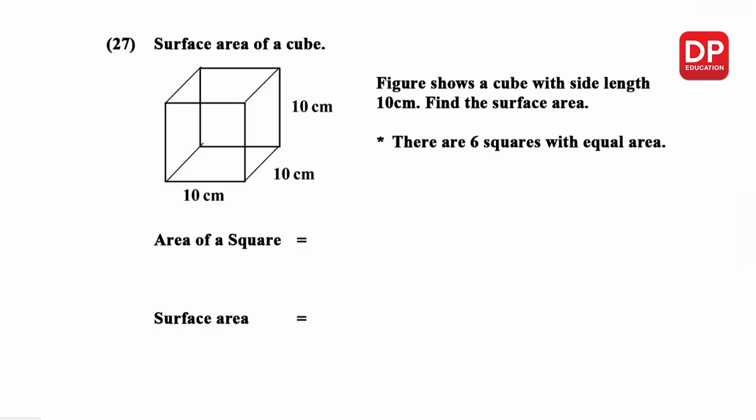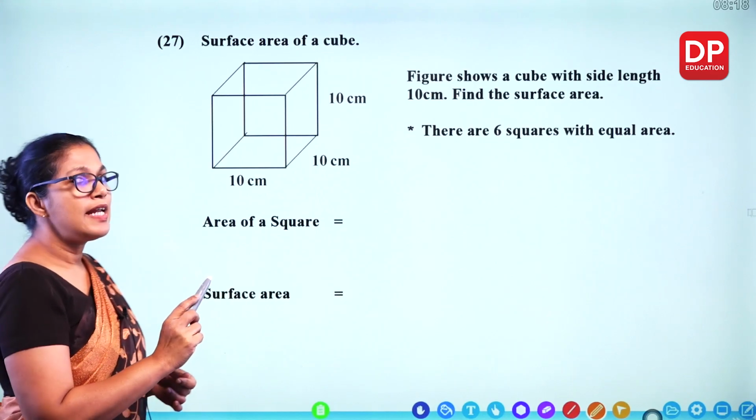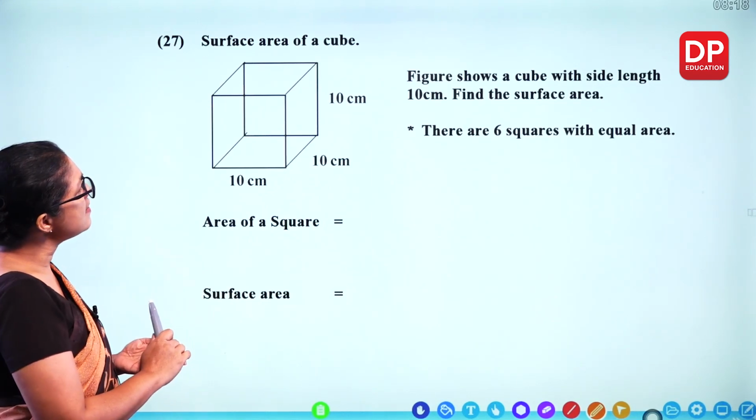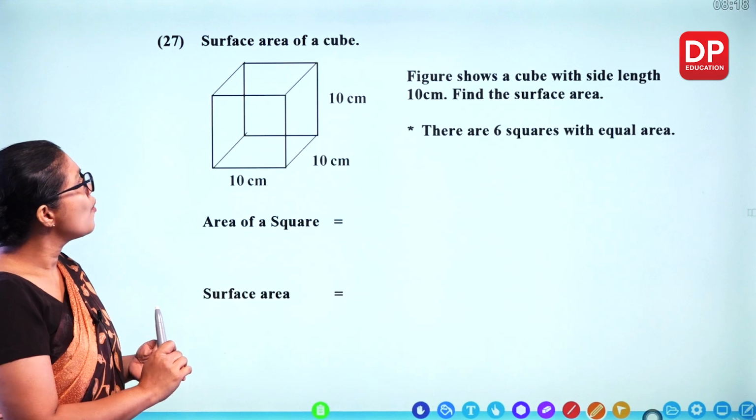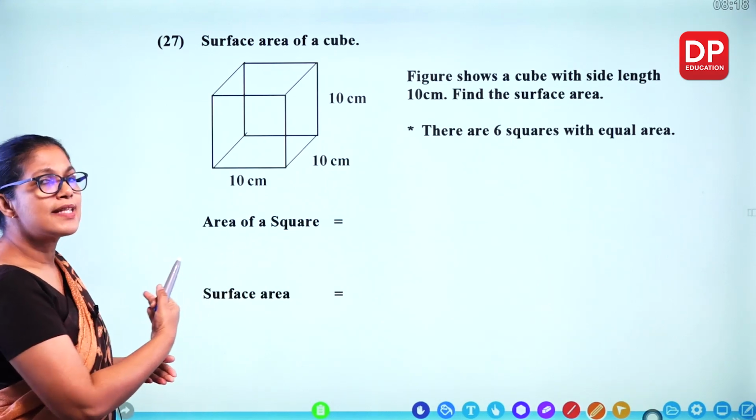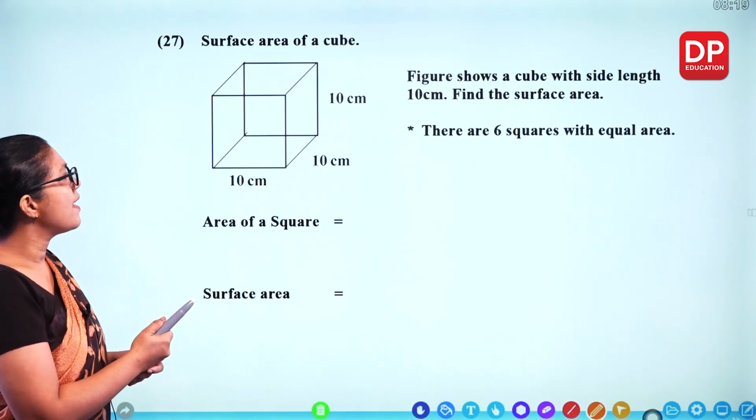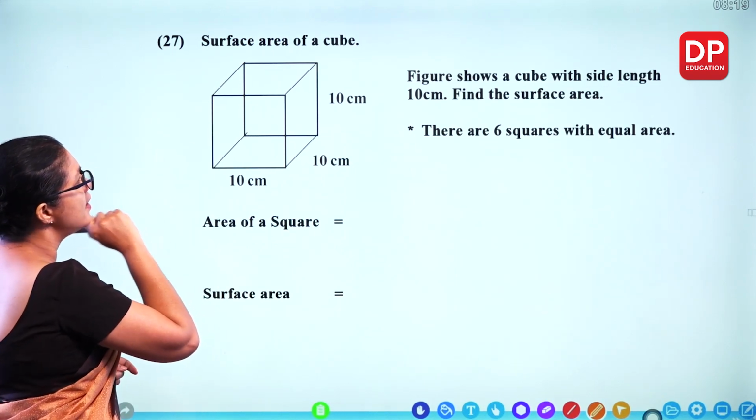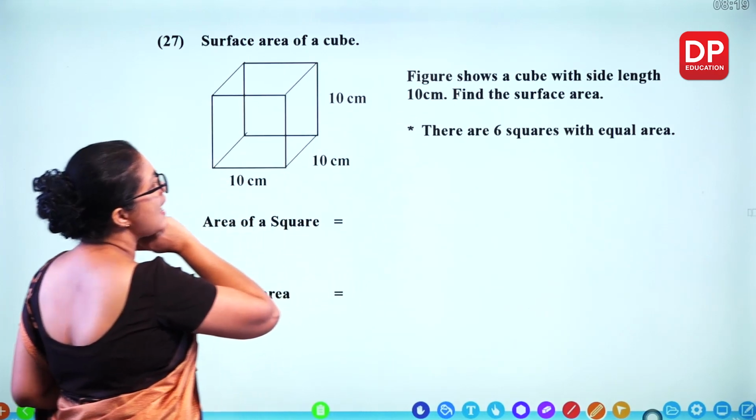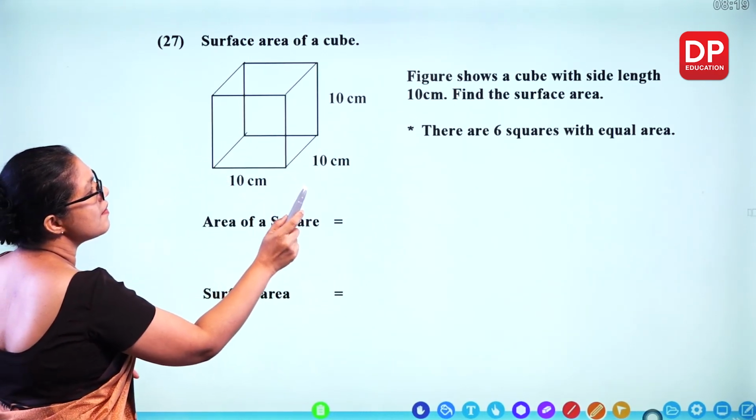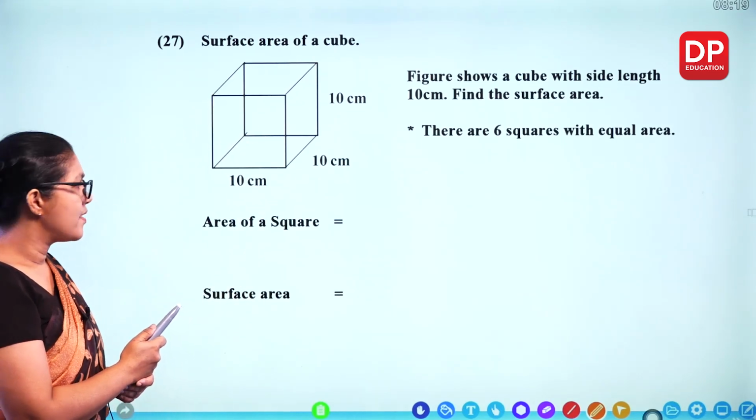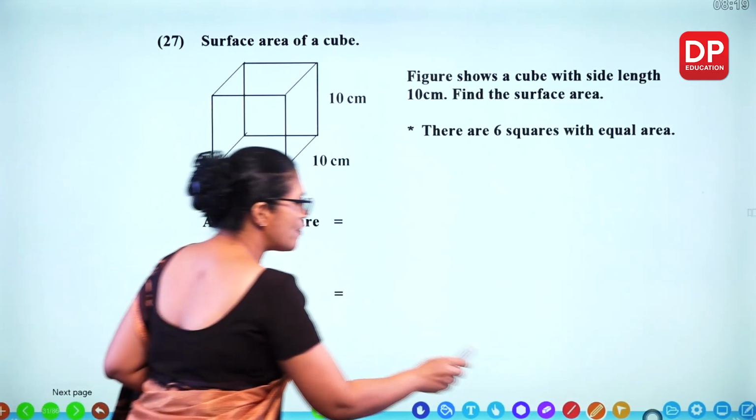Now we'll look at how we can find the surface area of a cube. So far we did areas of 2D figures. Now this is a 3D figure, a cube. So how many sides are there in a cube? 6 sides. So we'll see how we can find the surface area. The figure shows a cube with side length 10. There are 6 squares with equal area. So what's the area of a square?